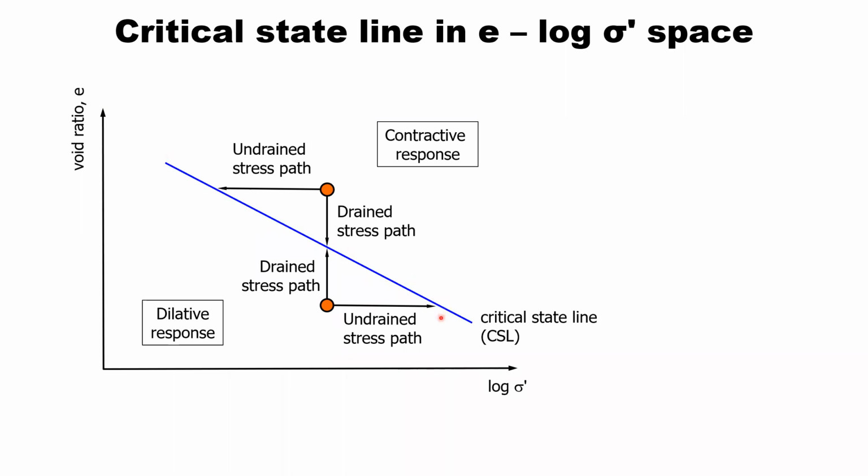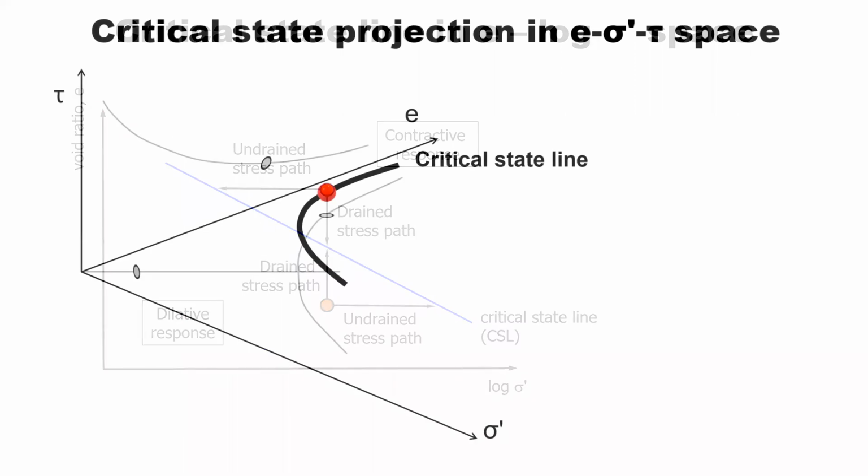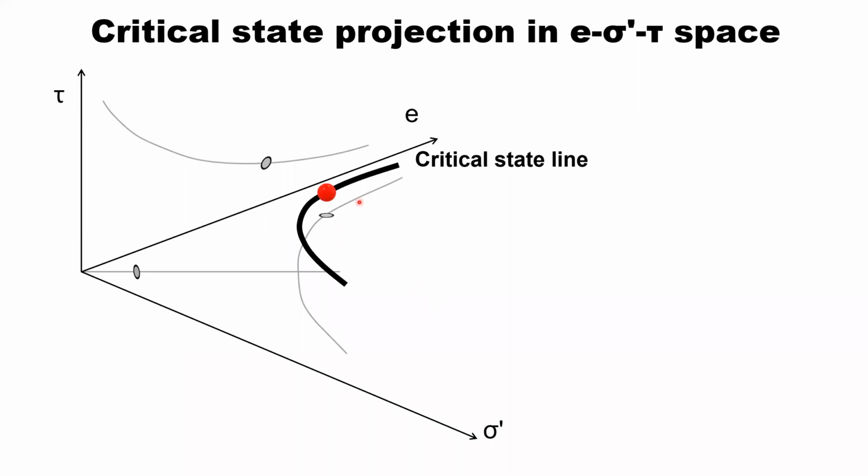So this critical state line is a way to differentiate what we would expect to get, contractive response, either drained or undrained, or dilative response. I'm showing it here on two axes, in void ratio, effective stress space. But in reality, as I mentioned, this critical state line is really a function of three variables: void ratio, effective stress, and shear stress. When we plot this in arithmetic space, that straight line becomes a curve.